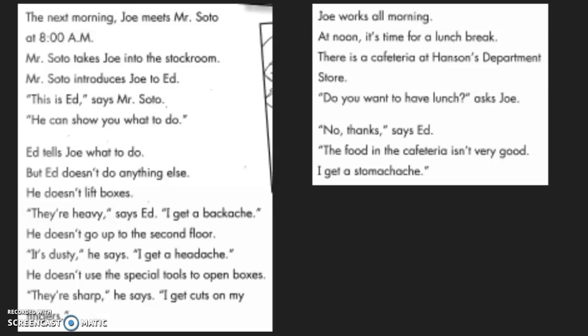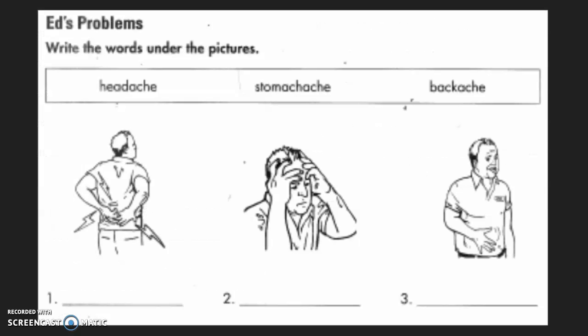Let's go over some of the vocabulary from the story. This is called Ed's Problems. The instructions say, write the words under the pictures. First, let's read the words in the box. Headache, stomach ache, backache. Again, headache, stomach ache, backache.